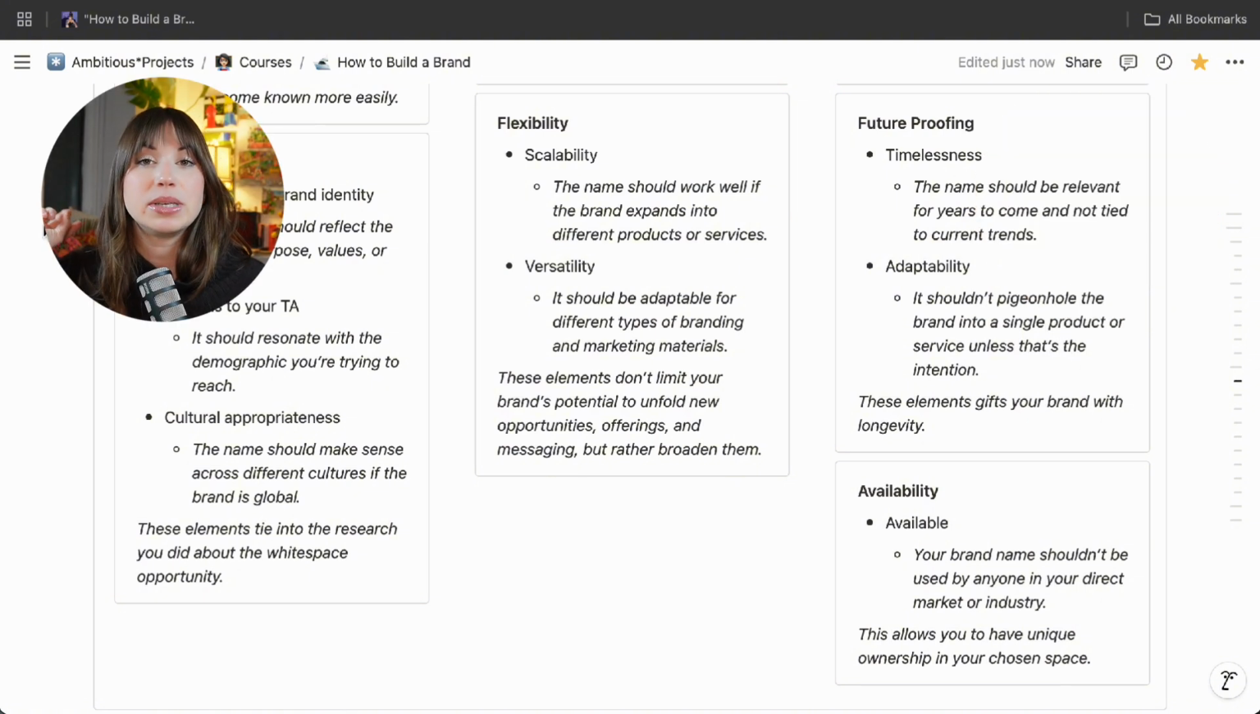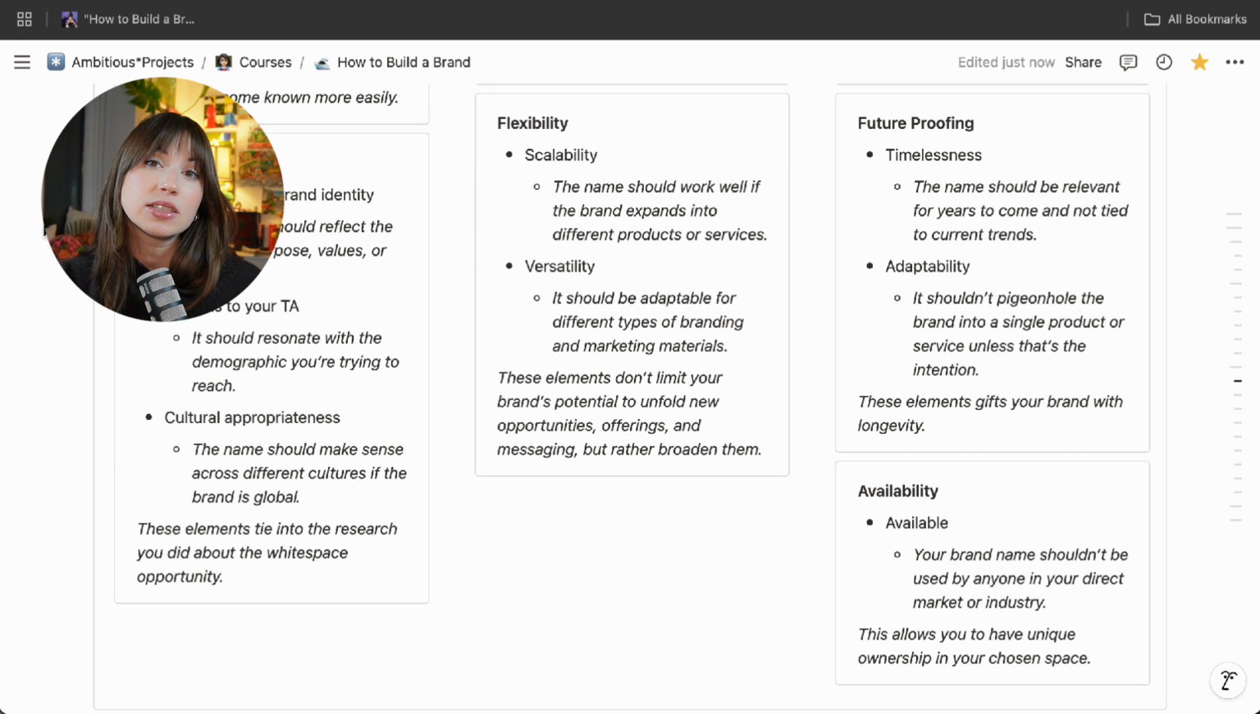Future-proofing. We need this to be timeless and we need it to be adaptable. These things really ebb and flow with the flexibility and relevance of your brand. We want to keep this wabi-sabi. We want to keep you agile in the marketplace and to adapt, adjust, and improvise as needed. So your name should give your brand the gift of longevity, just like with flexibility. And availability. Obviously, we don't want to take someone else's name because you're too unique for that.